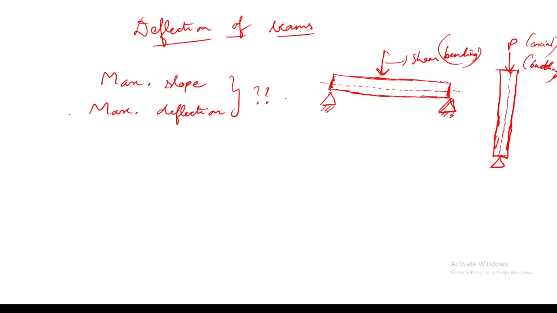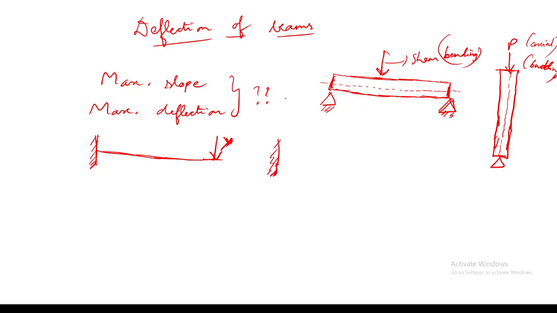And also, with respect to sign convention, I will say, okay? Which is the sign convention we are going to follow for slope and deflection, okay? So you are having a cantilever beam like this and you are going to apply a point load at its end, or at its tip, and due to this what happens?